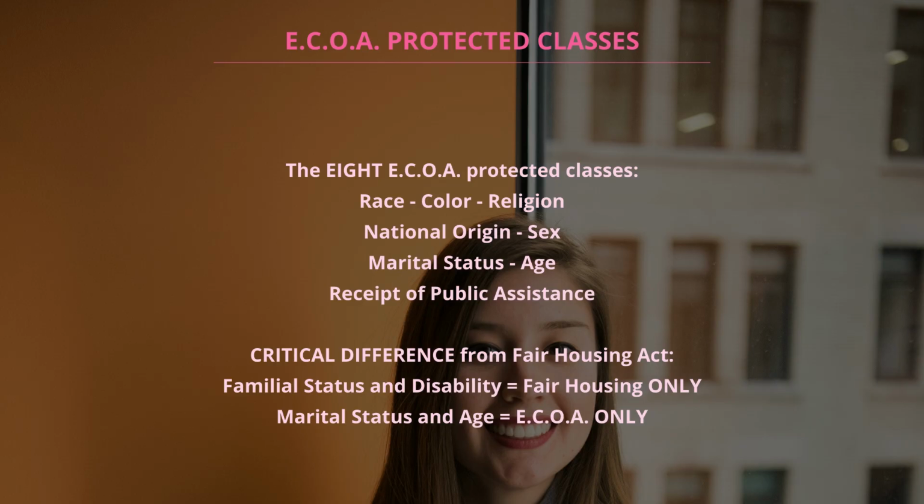The 8 ECOA protected classes are race, color, religion, national origin, sex, marital status, age, and receipt of public assistance. This is critically different from the Fair Housing Act. Familial status and disability are Fair Housing Act protected classes, but they are not ECOA protected classes. Marital status and age are ECOA protected, but not fair housing. Know which class belongs to which law. The exam tests this constantly.